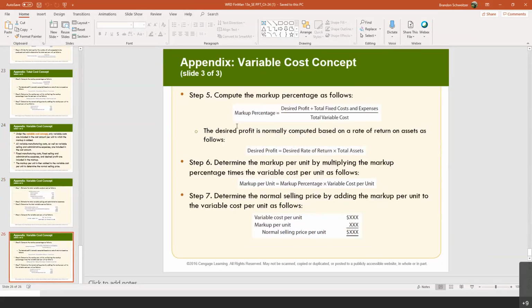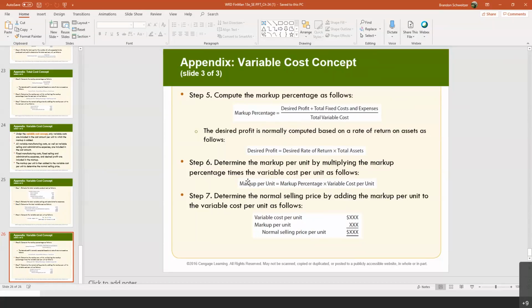And then, of course, I can figure out my percent markup by taking my desired profit and adding that to my fixed costs and expenses. To figure out the desired profit, as you know, we take our desired rate of return times our total assets. Do that first. Then we add in our total fixed costs and expenses, and then we divide that amount by the total variable cost. So think of the parentheses needing to be here, on the top. Order of operations, yeah. Then we divide that amount by the total variable cost.